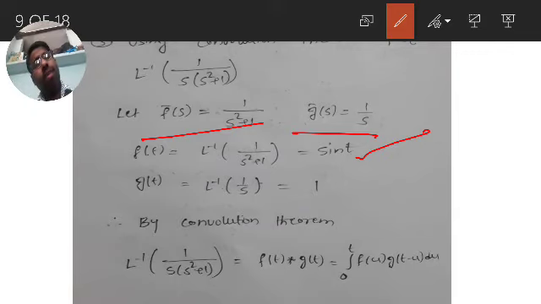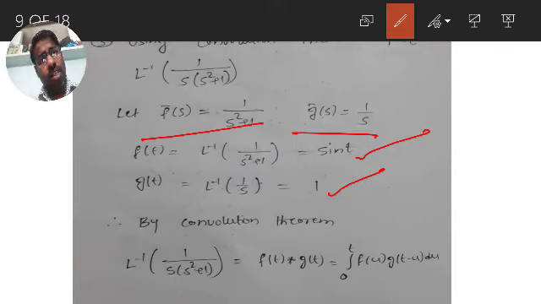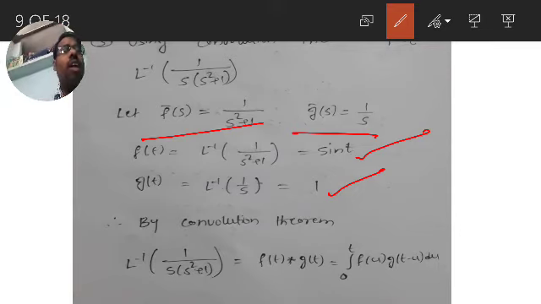Now g of t, L inverse of 1 by s is equal to 1. We took the simple one as g bar of s, that's why our g of t is also very simple, it is 1. Okay. Now apply the convolution theorem. By the convolution theorem, L inverse of 1 by s into s square plus 1 is equal to f of t star g of t, the convolution. Now we define convolution. It is the integration from 0 to t of f of u into g of t minus u du.